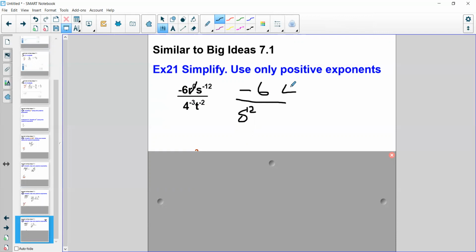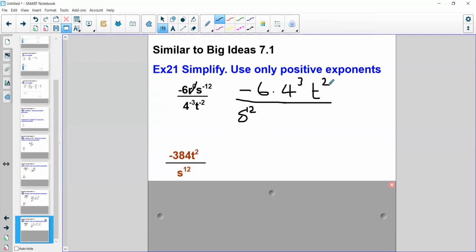4 to the negative 3, make it 4 to the power of 3, but switch the position so it's on top. And T to the negative 2, same thing. Make it T to the positive 2 and switch its position. And sometimes the numbers get a little big. 4 cubed is 64. Times by 6, you would have to work out what that is exactly. I think it's negative 384. There we go. I just wanted to check. T squared and then S to the 12, and we would be done.